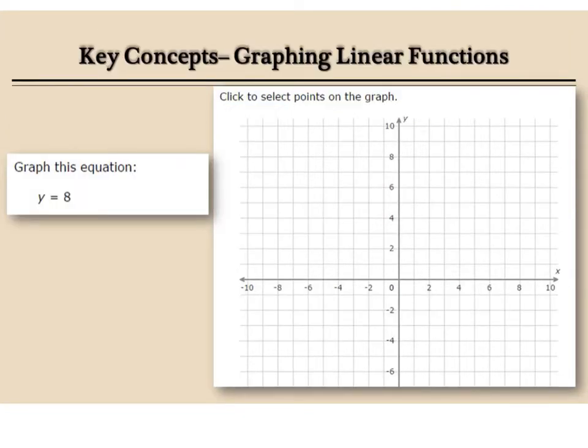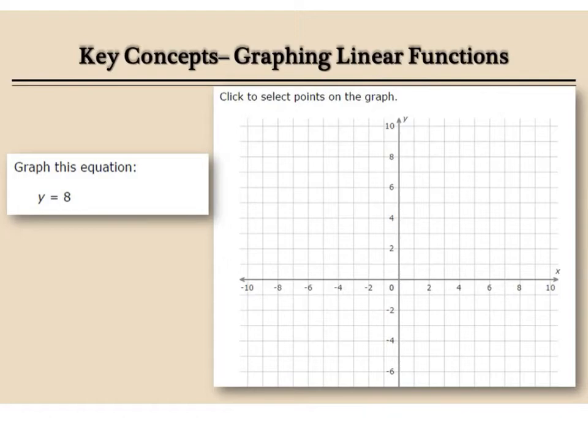This problem says graph this equation, y equals 8. Here's one of the special lines. There is no x. That means it does not cross the x-axis. The line has no slope because in slope-intercept form, the number in front of x is the slope. Well, since there is no x, there is no slope.